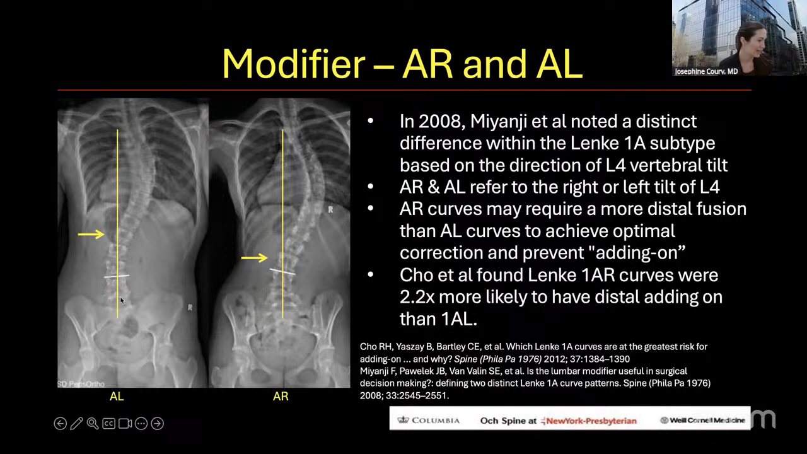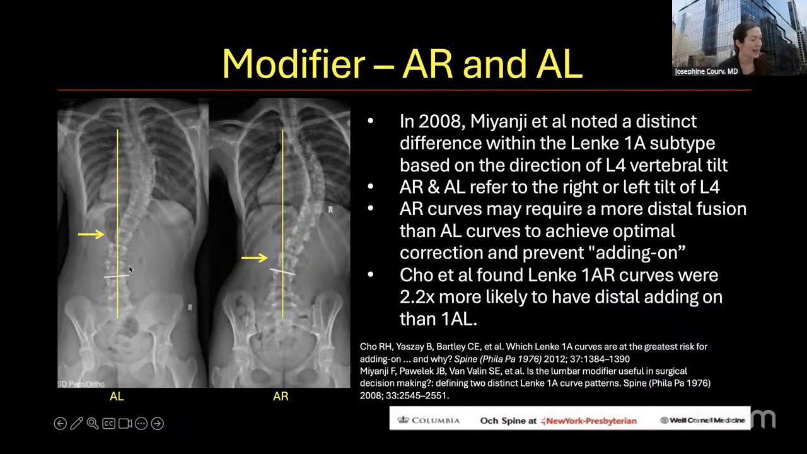And in the AL subtype, the L4 vertebra is tilting off to the left. And in the AR subtype, the L4 vertebra is tilting off to the right. And while I think that this is a very helpful technique to look at and pay attention to what's happening in the structural curve below, it's also important to notice that other factors are still different between these two patients. So it's not just the L4 tilt.